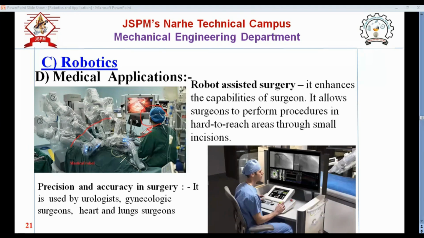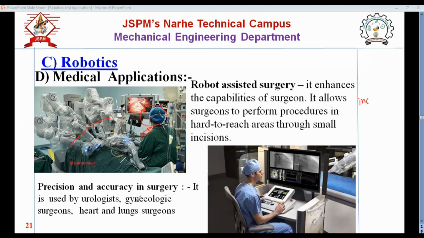Also, what does robot assisted surgery mean? It is a master slave type of surgery. Whatever movement is done by the doctor, the same movement is repeated by the robot. In robot assisted surgery, we don't need a larger incision. What does incision mean? Incision is a cut. It is a cut made to do the surgery. So we need a smaller incision here.